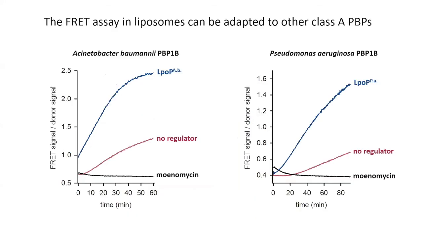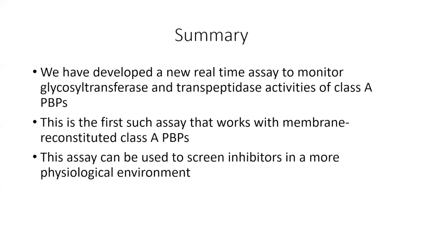And not only did we do this assay with E. coli PBP1B, but we also used PBPs from other gram-negatives like Acinetobacter baumannii and Pseudomonas aeruginosa, and in both cases we could detect their activity in the presence or absence of the activators. So in summary, we developed a new real-time assay to monitor glycosyltransferase and transpeptidase reactions of class A PBPs. This is the first time that such an assay has been developed, allowing reconstituted proteins to be monitored, and we hope to use this to screen inhibitors in a more physiological environment.